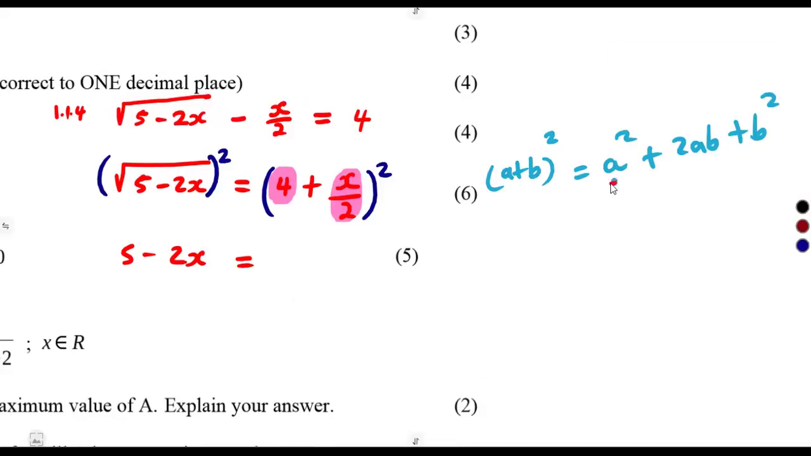This is what we have. So we are supposed to have what? A squared, which is 4 squared. So 4 squared is what? 16.